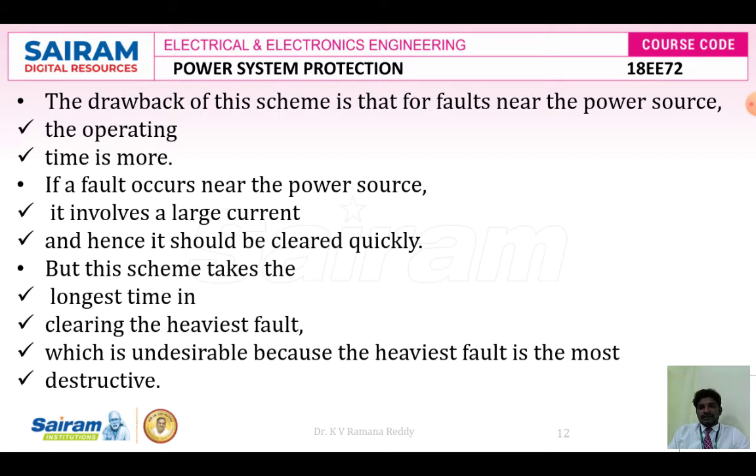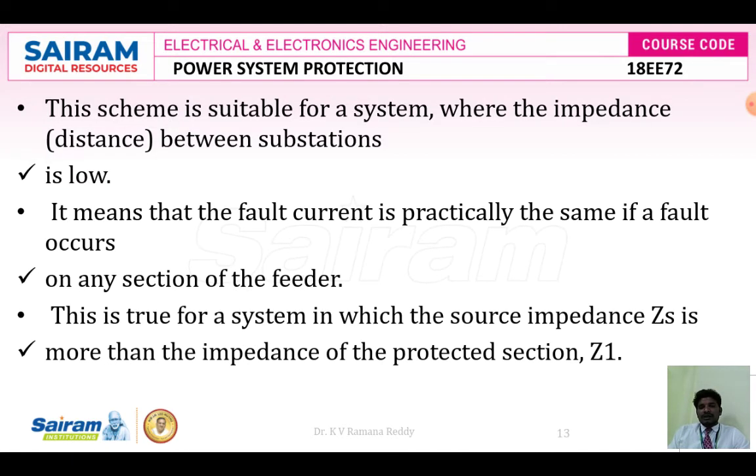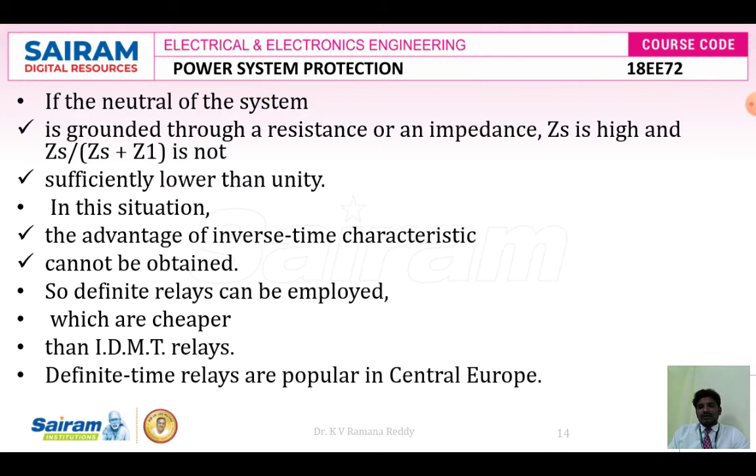If a fault occurs near the power source, it involves a large current flowing through the system and the generator may get damaged. In order to overcome this difficulty, the generator or the source is connected with a source impedance, which has the capability to block the fault currents. This is true for a system in which the source impedance ZS is more than the impedance of the protected section Z1. Therefore, if the neutral of the system is grounded through a resistance or an impedance of ZS, it is high and ZS divided by ZS plus Z1 is not sufficiently lower than unity.